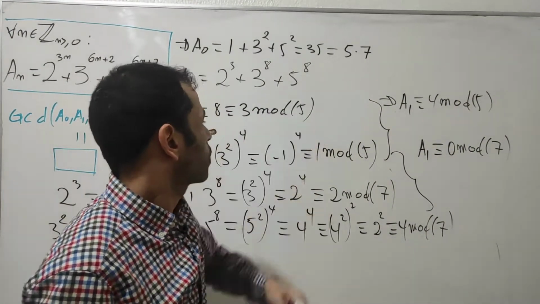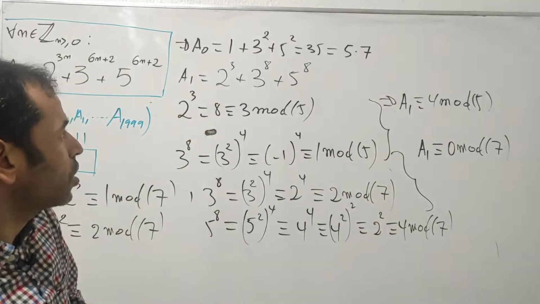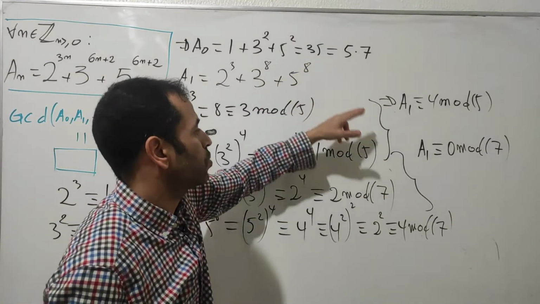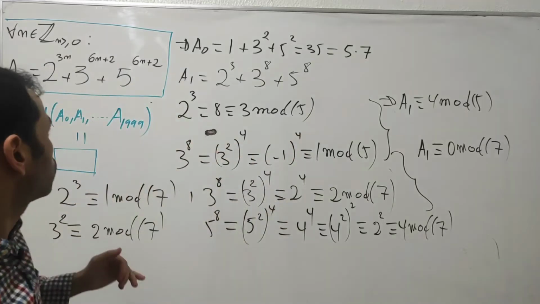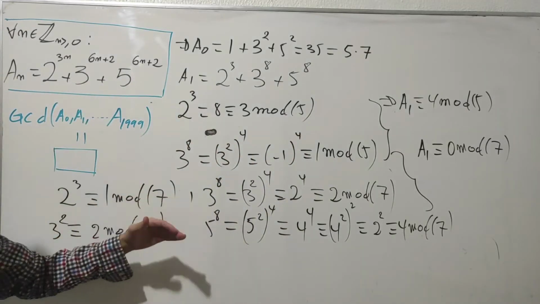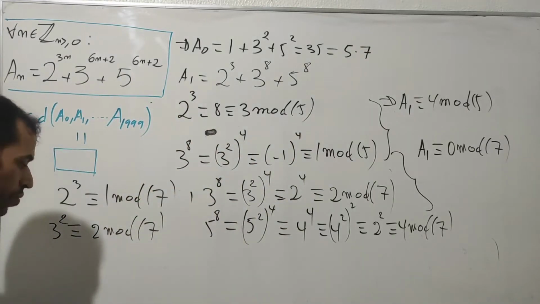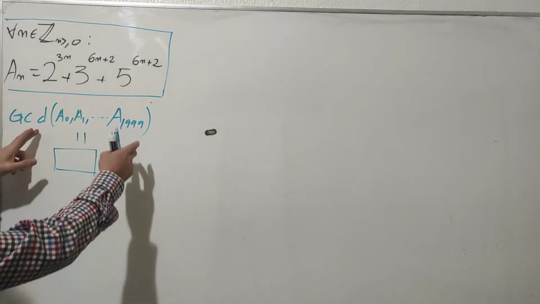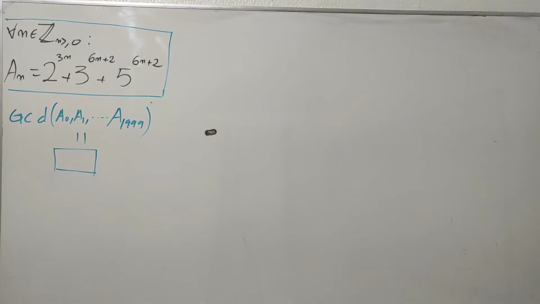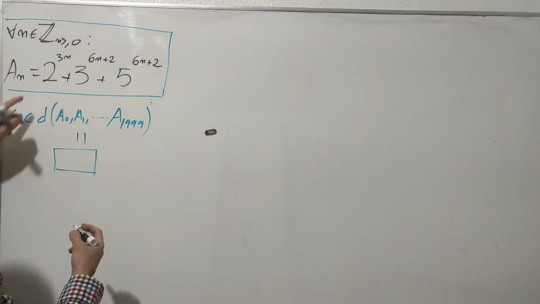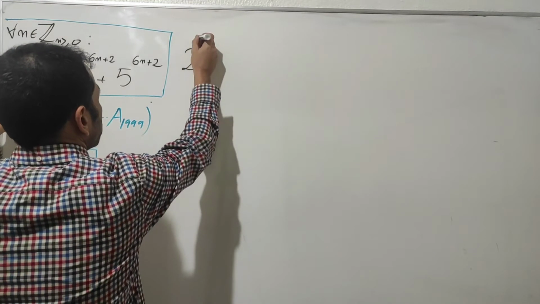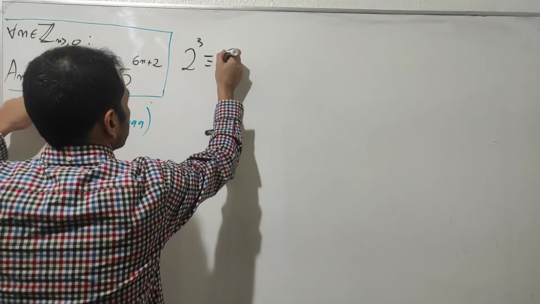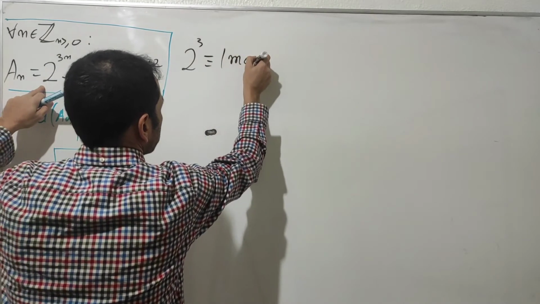It seems the GCD of these two terms is 7, but we need to check the general case. Now let's get rid of this and move on to the general case. We had a nice exploration here to determine the GCD of this bunch of terms. As I said before, we know 2 to the 3 is congruent to 1 mod 7.